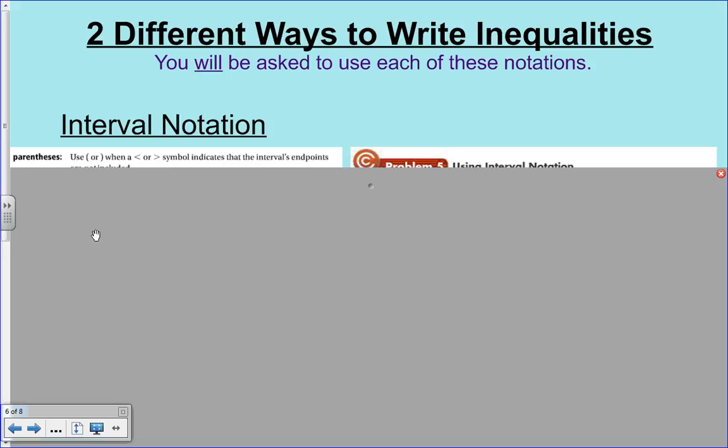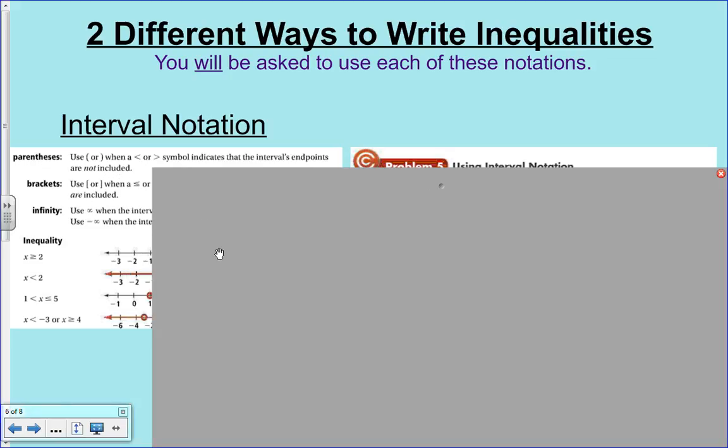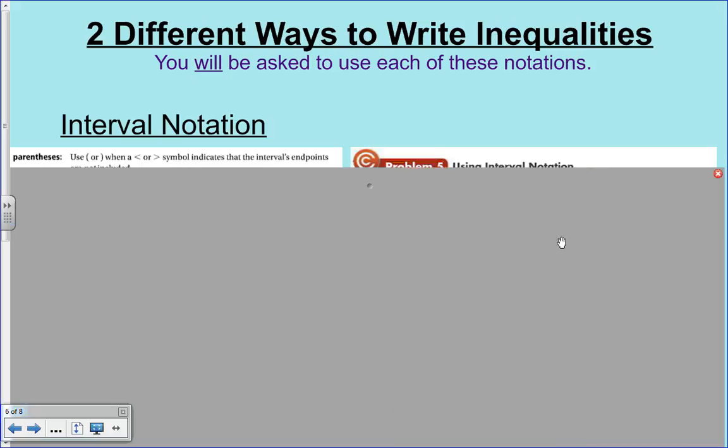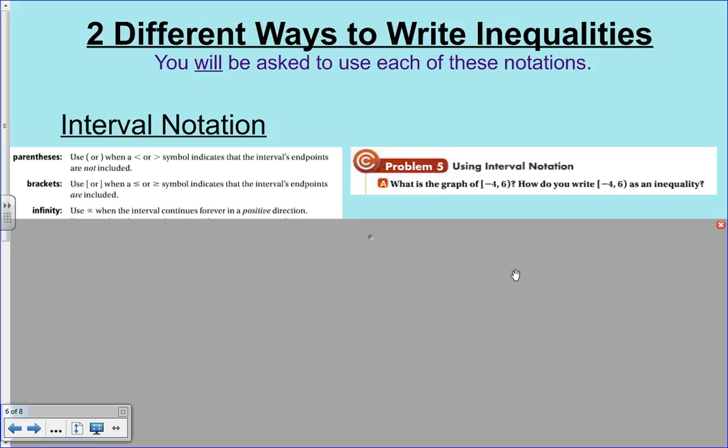So what interval notation is, well, you'll be given an example like this to the right here. Let's look at this problem right here. So what is the graph of that? How do you write it as an inequality? So this is one of the notations that you're going to be seeing. There's a bracket, -4, comma 6, and then a parentheses. So it's kind of weird. Almost looks like an ordered pair for graphing, but there's a bracket on one of the sides.